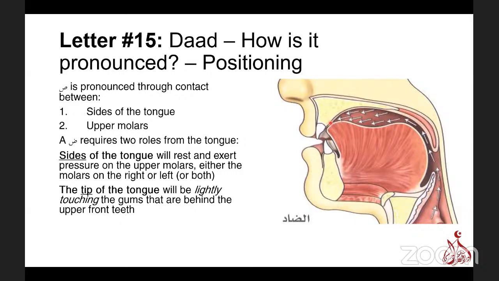So now your sides are on the molars, or whichever side. Let's just say left side. Your left side of your tongue is on the left molars, resting there. And the front tip of the tongue is just touching the area, the gums that are right behind the upper teeth.